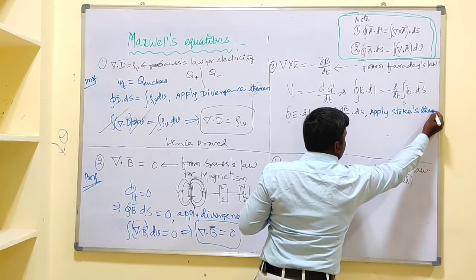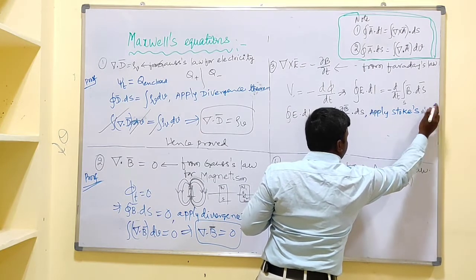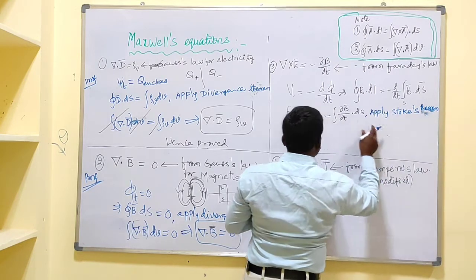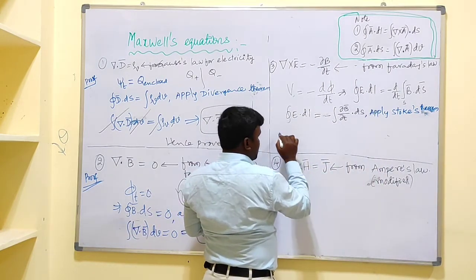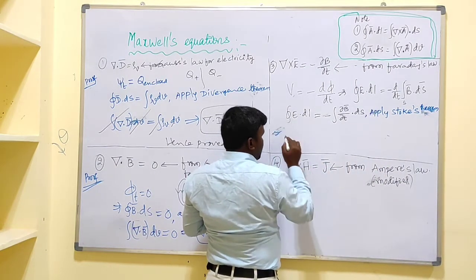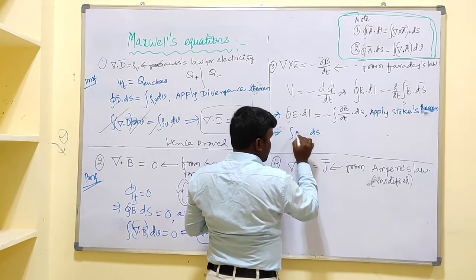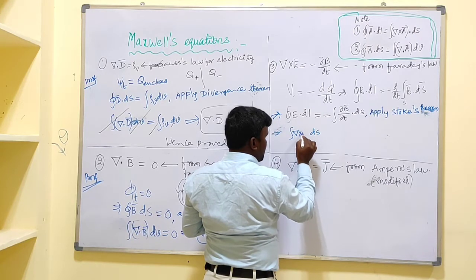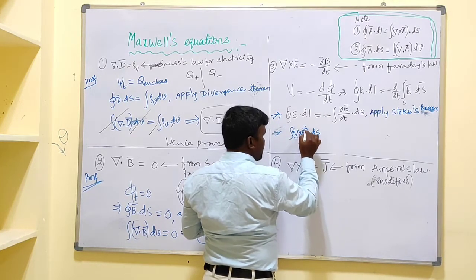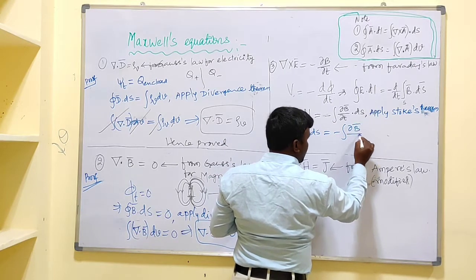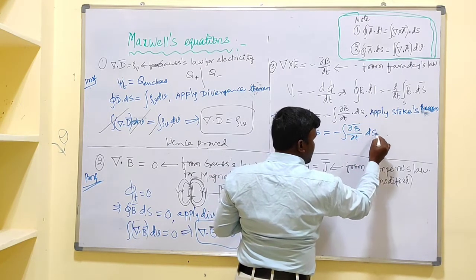Apply Stokes theorem. If I apply Stokes theorem to LHS, this becomes what? Line integral becomes what? Closed line integral becomes surface integral, and vector becomes curl of that vector, that is del cross E bar dot ds is equal to what? Integral minus dou B bar by dou t dot ds. It implies what?